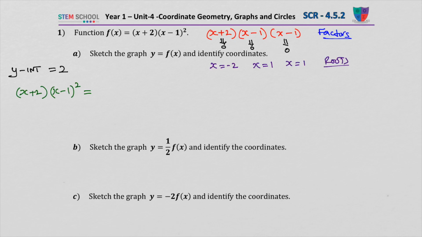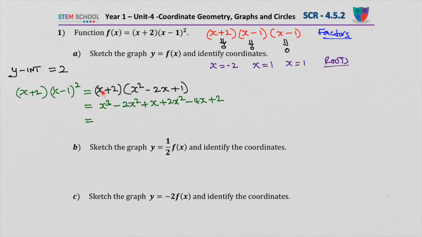I would like to expand these factors now. So that's what I'm going to do next. The first expansion I've done is (x minus 1) squared. x times x is x squared. x times minus 1 is minus x. Minus 1 times x is another minus x. Minus x minus x is minus 2x. Minus 1 times minus 1 is plus 1. So now I've got that.